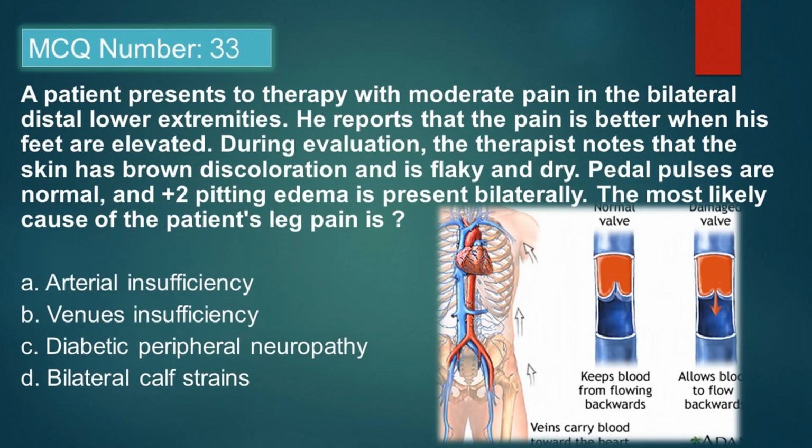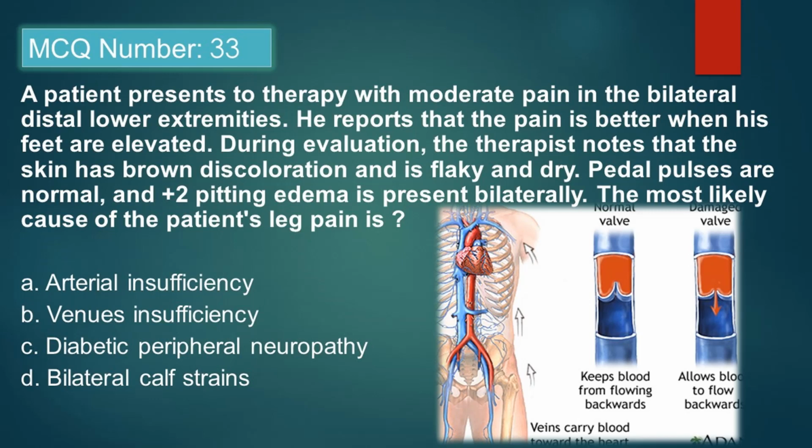A patient presents to therapy with moderate pain in the bilateral distal lower extremities. He reports that the pain is better when his feet are elevated. During the evaluation, the therapist notes that the skin has discoloration and is flaky and dry. Pedal pulses are normal and there is grade 2 pitting edema bilaterally. So which is the most likely cause of the leg pain? Option A, arterial insufficiency. Option B, venous insufficiency. Option C, diabetic peripheral neuropathy. And option D, bilateral calf strain.